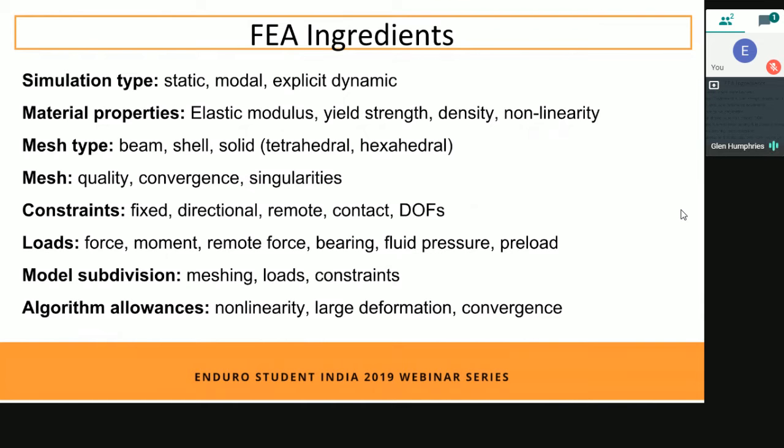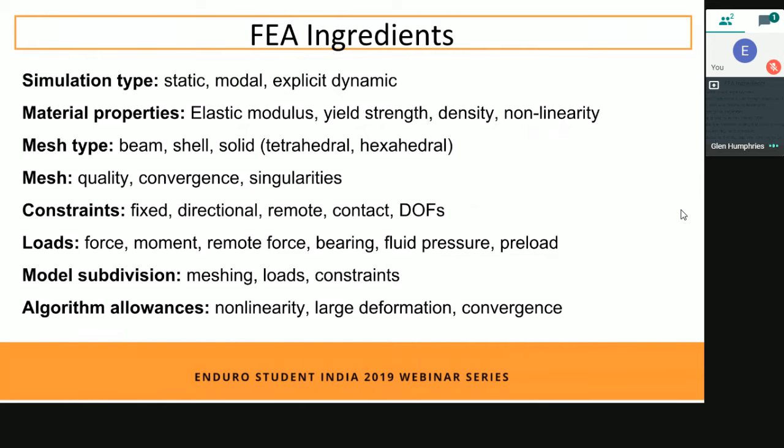And material properties, we want to make sure our elastic modulus, yield strength, density, are they non-linear materials? Are we looking at maybe even non-linear materials, but within their linear range, so we can treat them as linear materials? Or are we looking at things like elastomers or other non-linear materials like that?